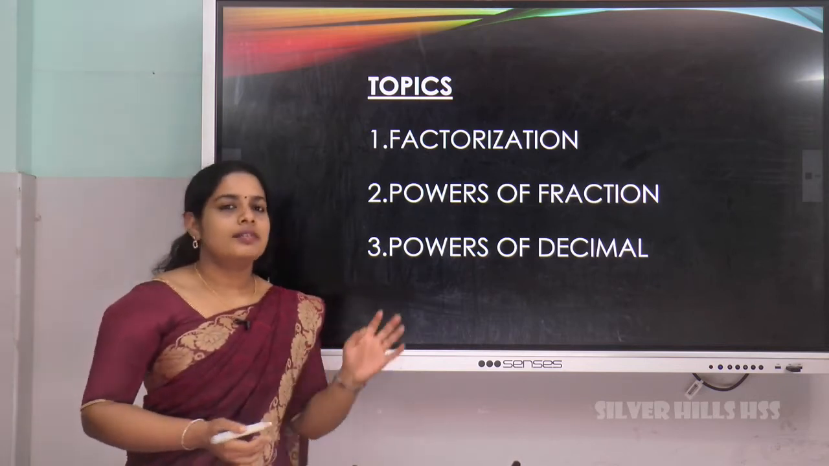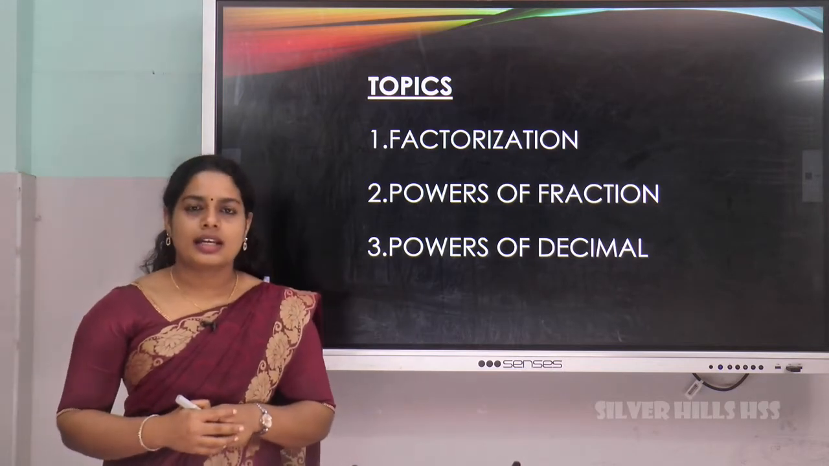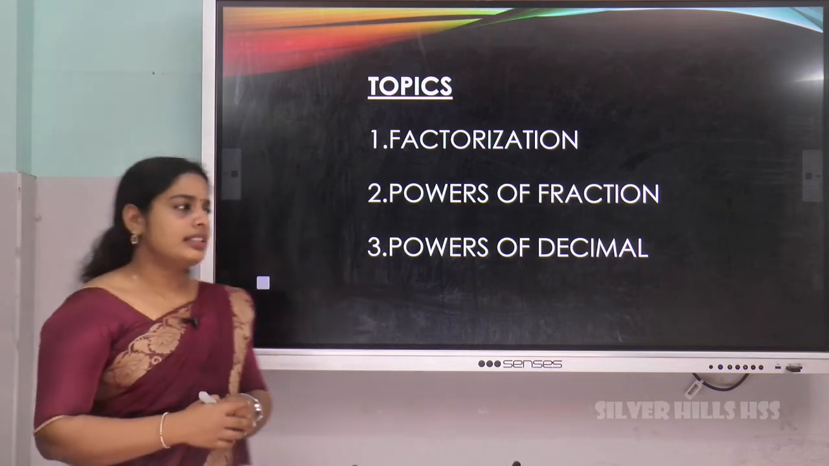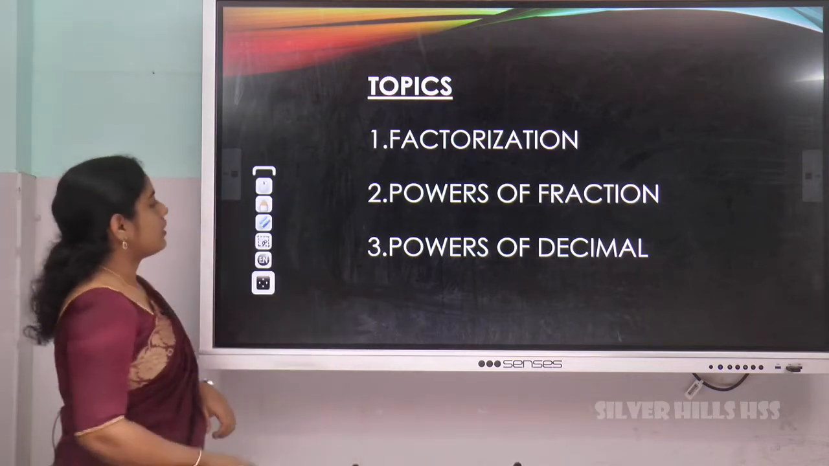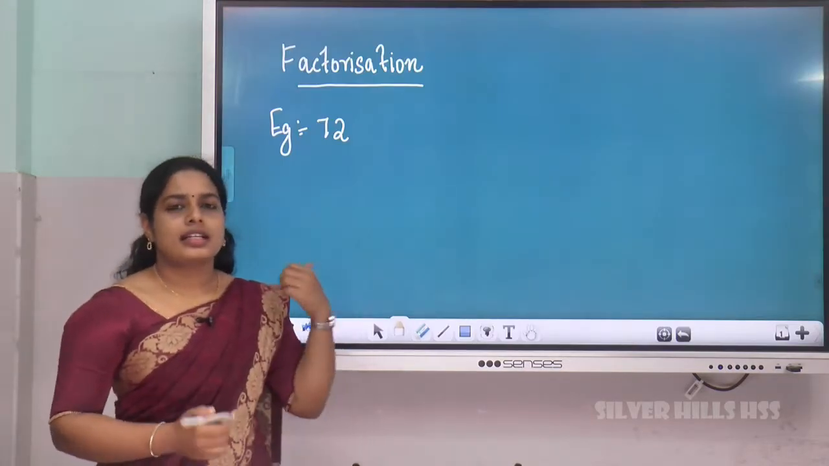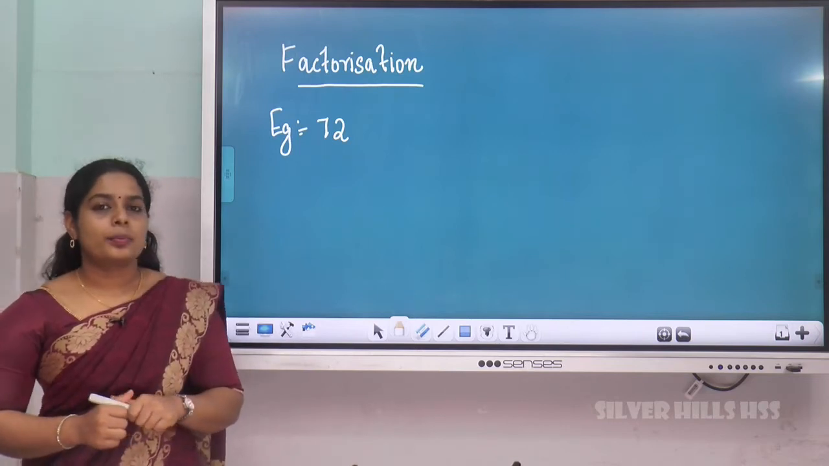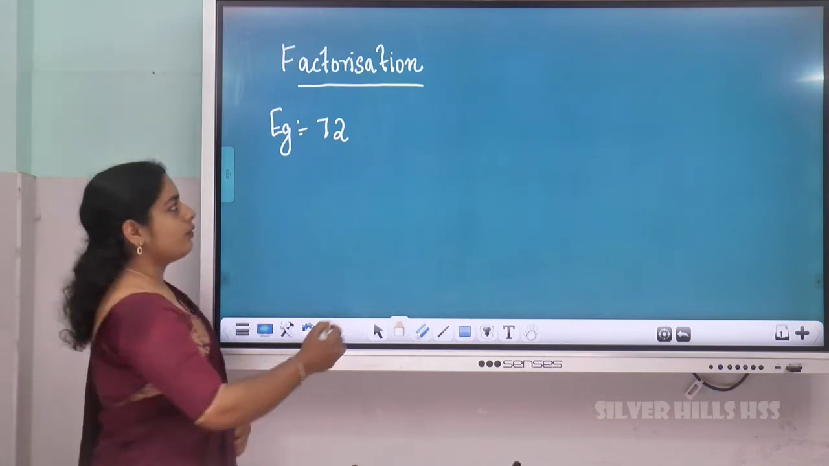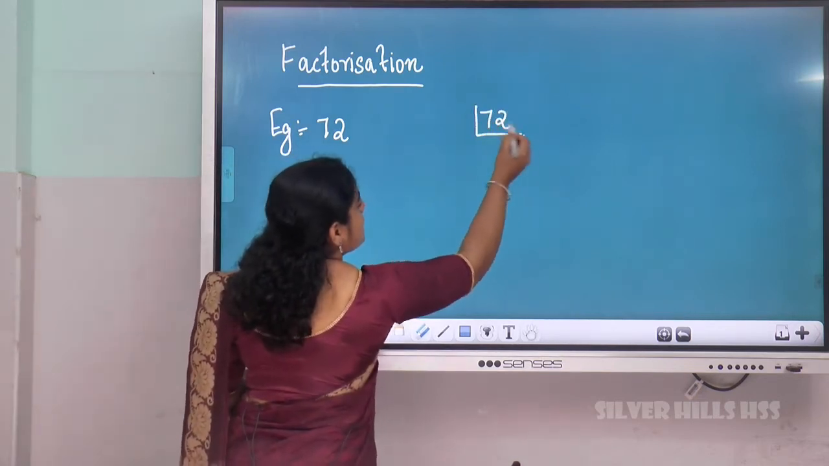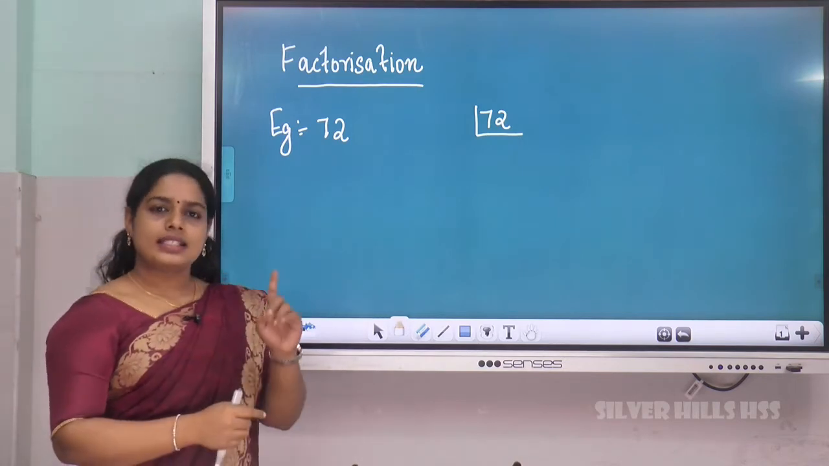In this session, we will be discussing how to represent a natural number as a product of powers of prime numbers. Let us see. Take an example, 72. How can we factorize 72? We have studied in 6th standard how to prime factorize a number. So we have 72. Now prime factorization means continuously dividing a number by prime numbers until we get 1.